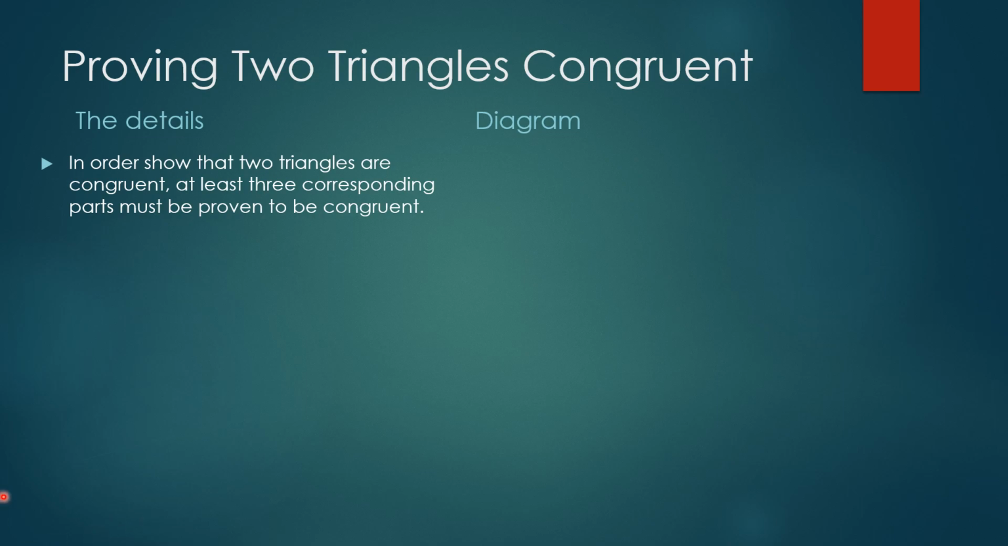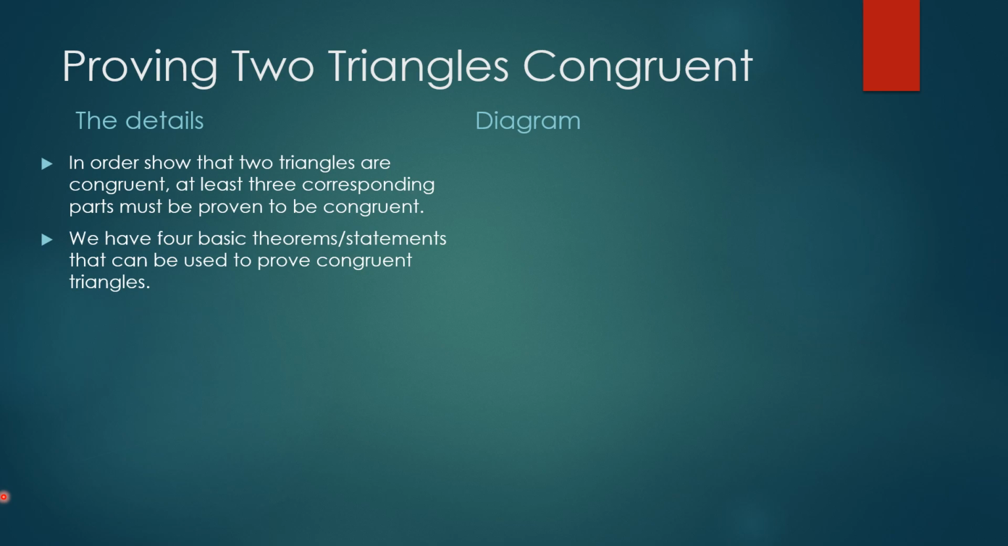So now we want to prove triangles are congruent. In order to show that two triangles are congruent, at least 3 of the corresponding parts must be proven congruent. We're going to see that there are 4 situations where, if we have 3 pieces of information, we can then conclude that 2 triangles are congruent. In other words, having 3 pieces congruent forces the other 3 to also be congruent.